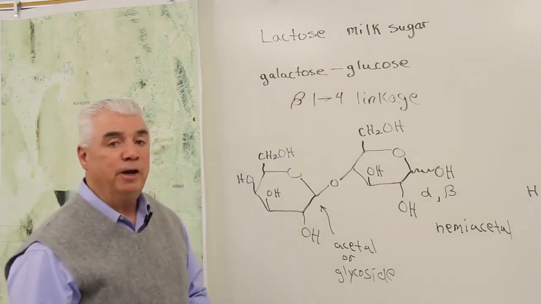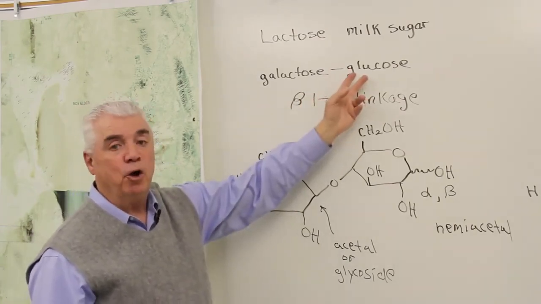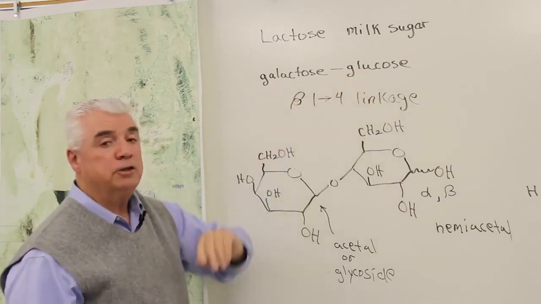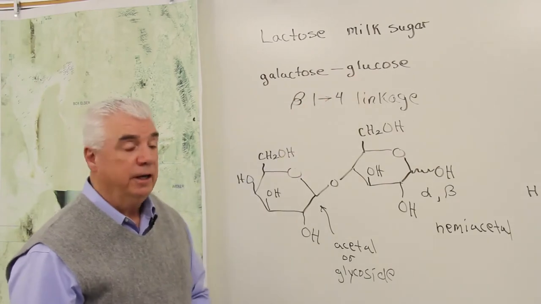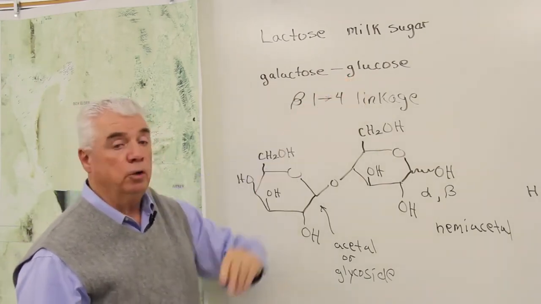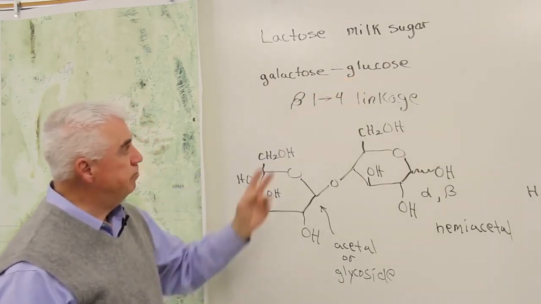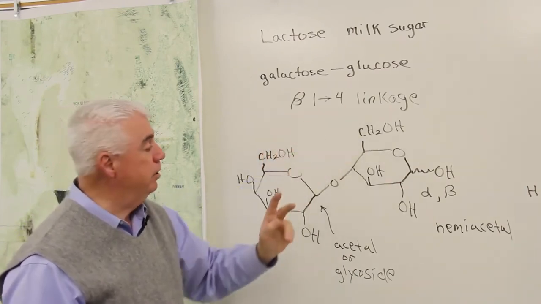These enter the bloodstream. Glucose, as you know, becomes blood sugar. Galactose enters the same kinds of reactions and eventually increases the blood glucose level as well. They're linked by a beta 1 to 4.